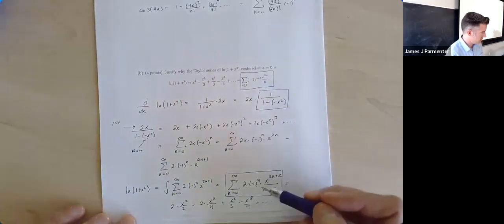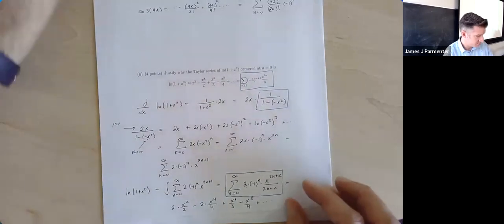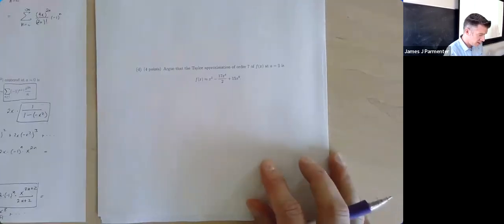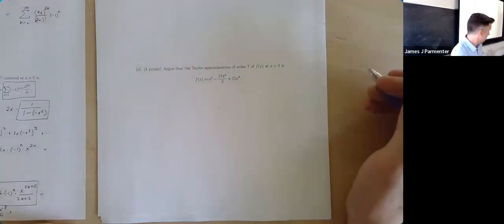Other questions about this? Okay, let's look at the next part. We can always come back to this. Find the radius of convergence of the Taylor series in part B.